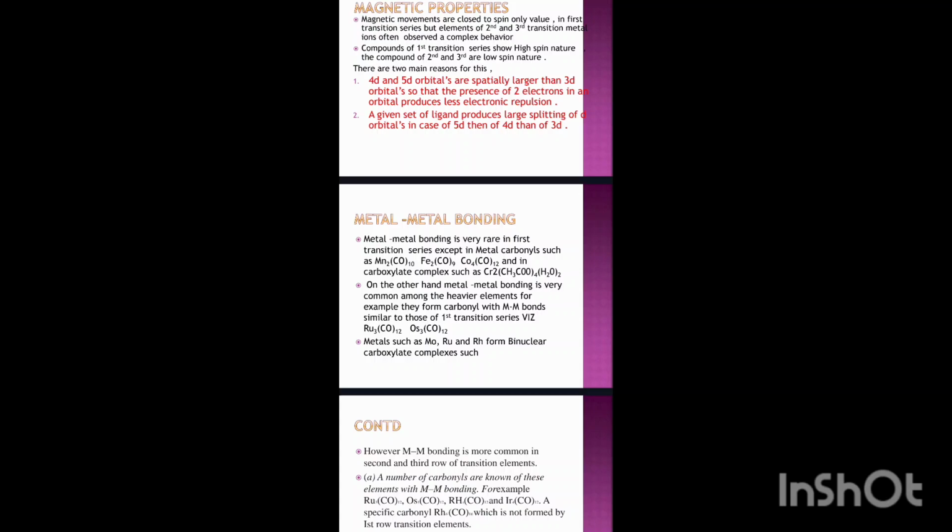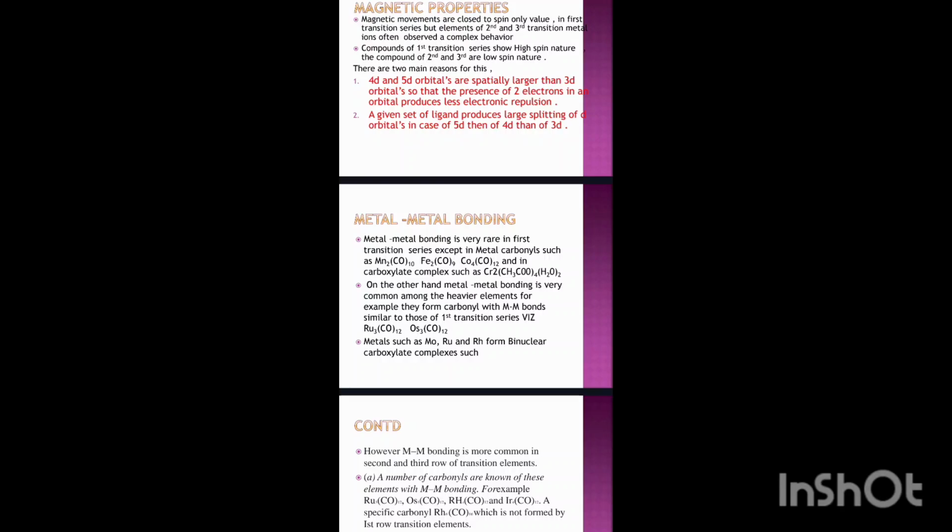Metal-metal bonding. Metal-metal bonding is very rare in the transition series except in the metal carbonyls such as Mn2(CO)10 and Fe2(CO)9, and carboxylate ions such as Cr2(CH3COO)4(H2O)2. On the other hand, metal-metal bonding is very common among the heavier metals. For example, carbonyls with M-M bonds similar to those of the first transition series, such as Ru3(CO)12. Metals such as Mo, Ru and Rh form binuclear carboxylate complexes.